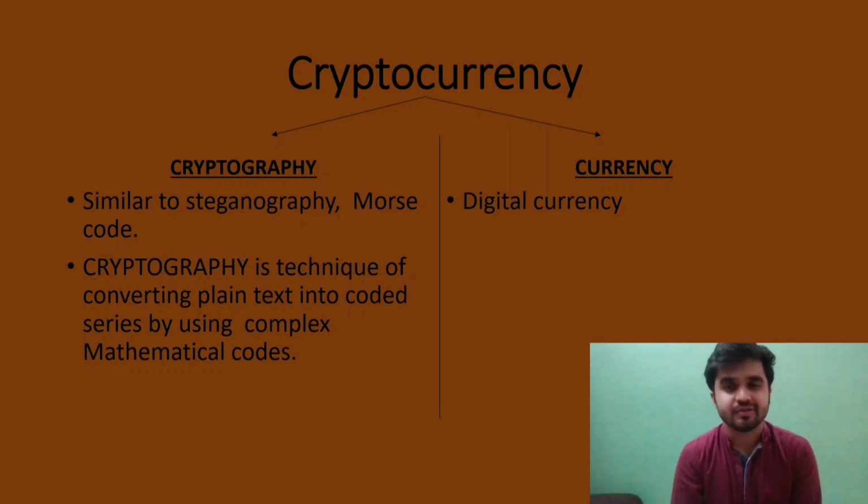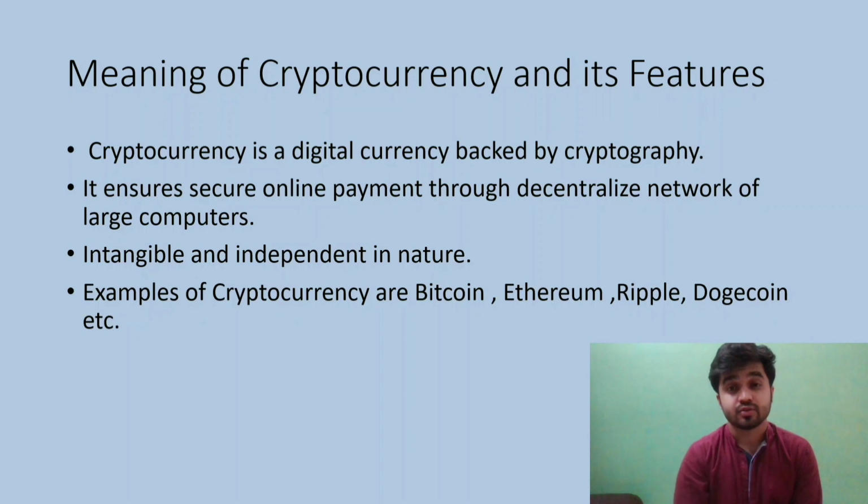Similar to this concept is cryptography. Here, there are mathematical codes which are used to convert plain text into a coded series. So now, if we put all this together, cryptocurrency is a digital currency backed by cryptography.